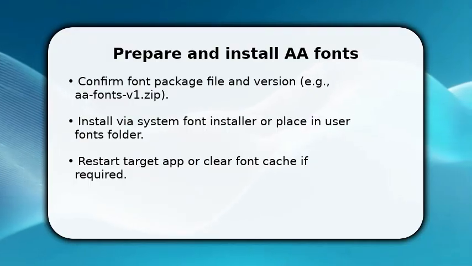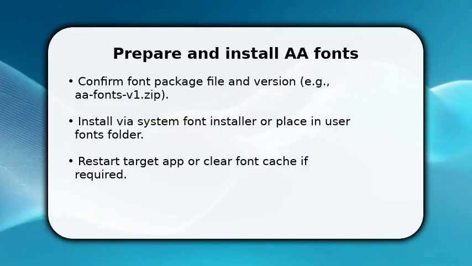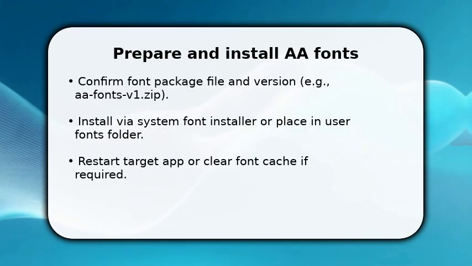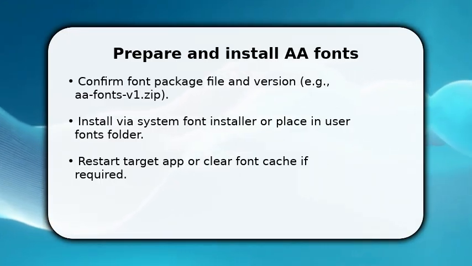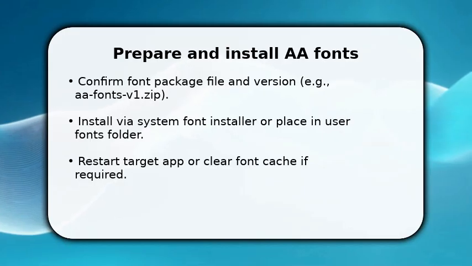You start by getting the AA Fonts package and installing immediately. Unzip the archive, then use the system font installer or drag files into your user fonts folder. This makes them available to apps. Once done, clear the font cache or restart the application to ensure new families load.